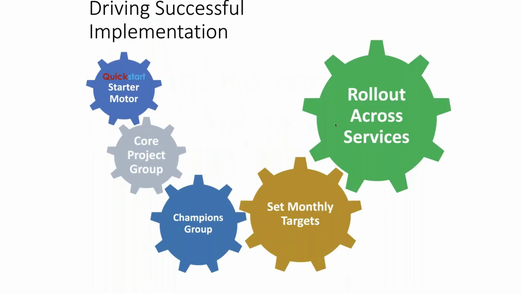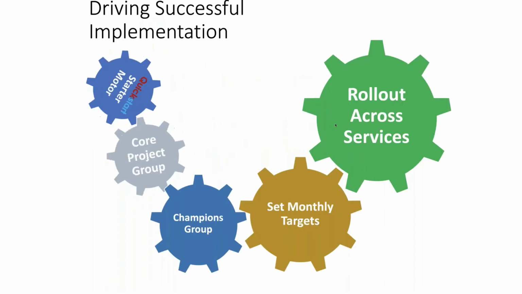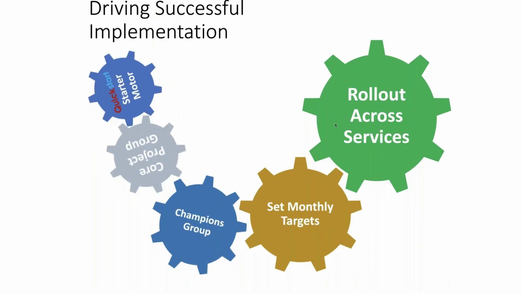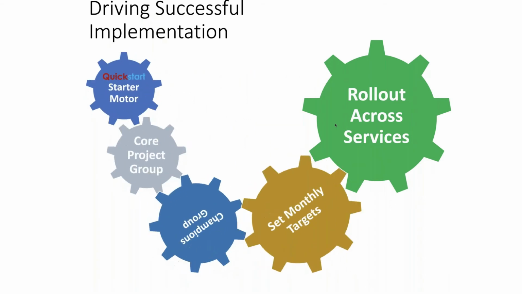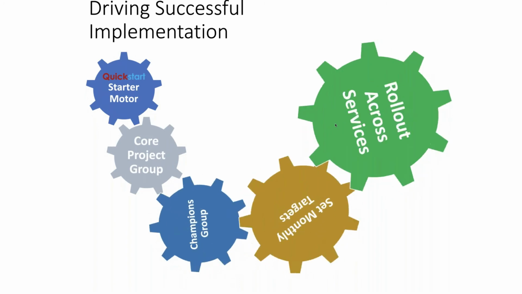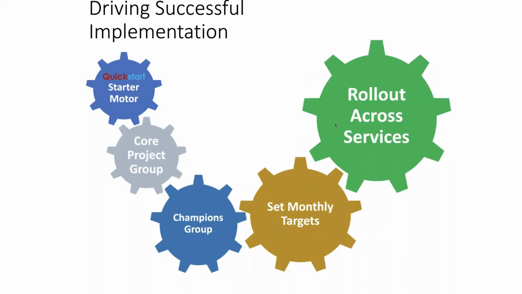So this is getting into the project management side of it now. If you've got your system and you're happy with your system, then there are a number of different ways to roll that out in terms of the project management side of it. So we've done the quick start side of it, which is that first cog, and then you have a core project group, which has probably been part of that quick start.